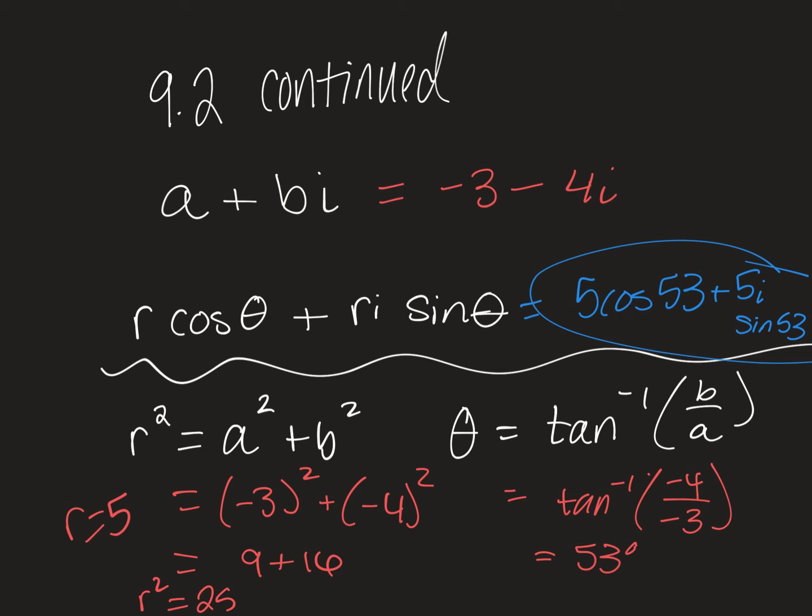And if you needed to put it back in complex form, you would simply plug this in the calculator and find what 5 times cosine of 53 is, and then what 5 times sine of 53 is, and stick the i on it to get it back in this a plus bi form. All right, this is pretty straightforward. This should be enough to get you through the assignment that we will do tomorrow.